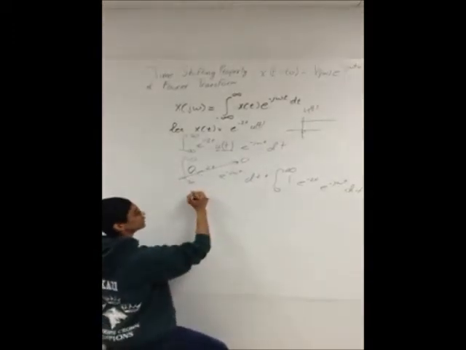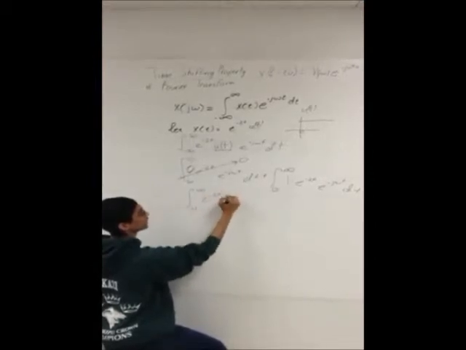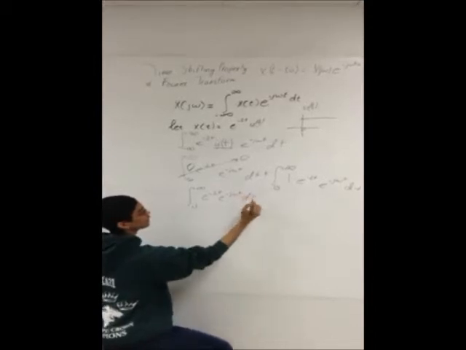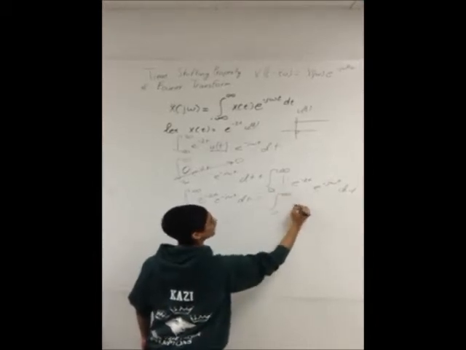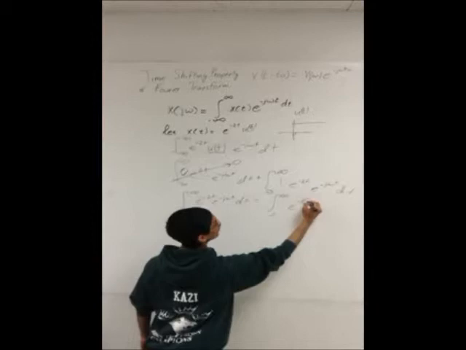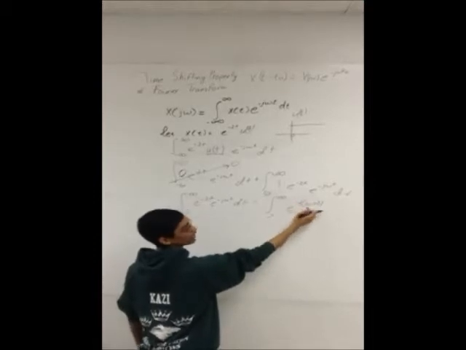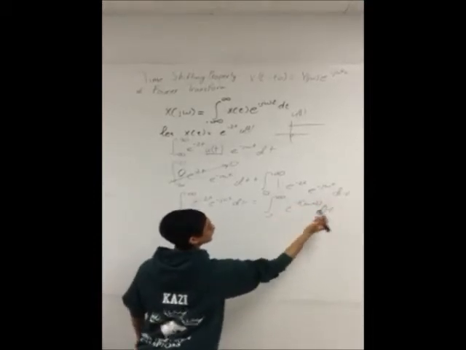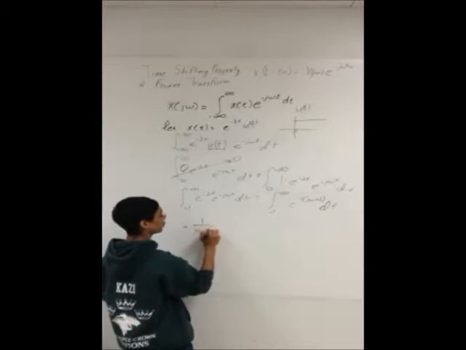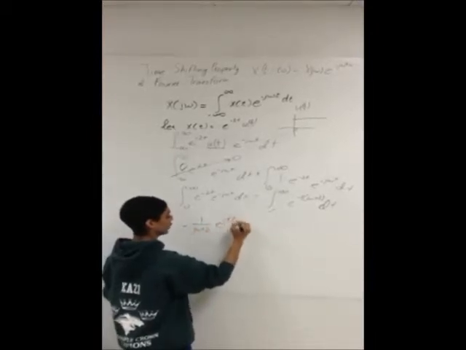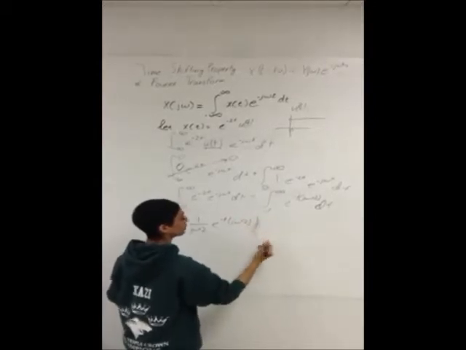So the integral from 0 to infinity of e to the negative 2t times e to the negative j omega t dt can be rewritten as the integral from 0 to infinity of e to the negative t (j omega plus 2). Since they're common base, we combine them by adding their exponents, and we just factor out a t. Now the integral of that is 1 over negative (j omega plus 2) times e to the negative t (j omega plus 2), evaluated from 0 to infinity.